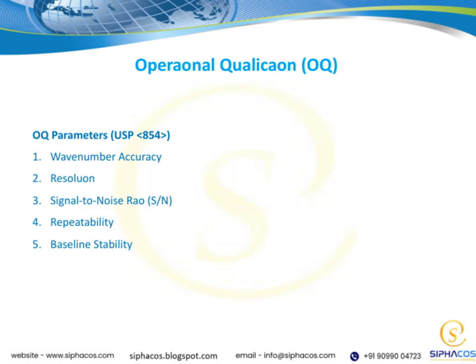Repeatability assesses whether the instrument produces consistent results when analyzing the same sample multiple times. Lastly, baseline stability ensures that the instrument's baseline remains steady over time, preventing false or inconsistent readings. All these parameters are interconnected and essential for confirming that our instrument is performing reliably and accurately, supporting the overall integrity of our analytical process.